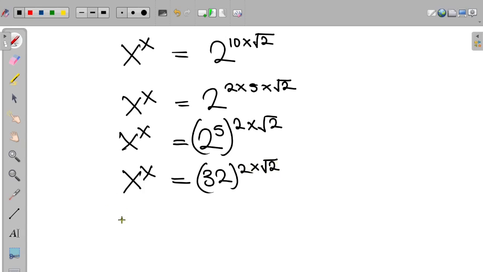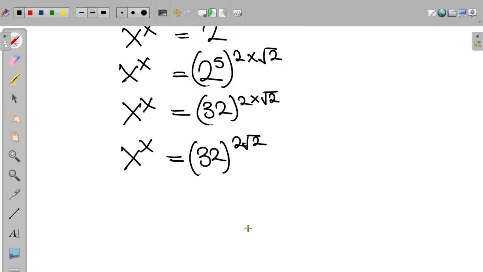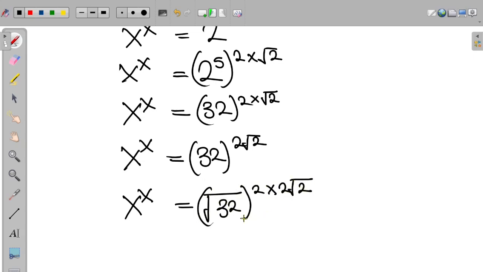So therefore we have that x to the power of x is equal to 32 to the power of 2 root 2. Now the left hand side, the base and the exponent is the same, so we have to look for a way to express the right hand side to have the same base and exponent. Now, since square and square root are inverse processes, we have that x to the power of x is equal to root 32 all to the power of 2 times 2 root 2.